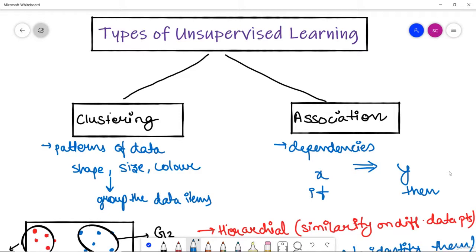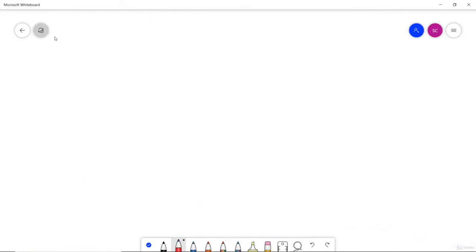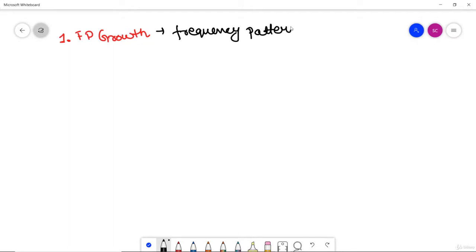Now we're going to discuss two basic algorithms in brief, and then we will do it with examples also. So the very first is FP growth. Now what is this FP growth actually? This is also known as frequency pattern. The frequency pattern algorithm finds the count of the pattern that has been repeated. What it does, it checks the count of the pattern.